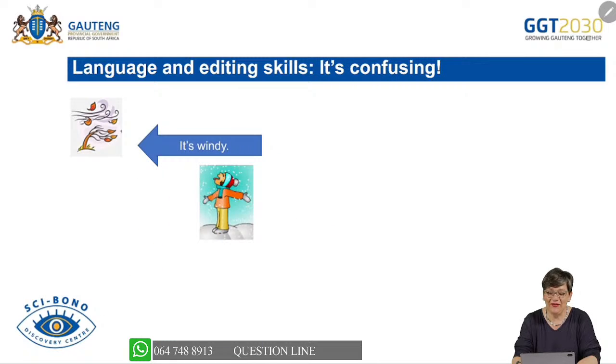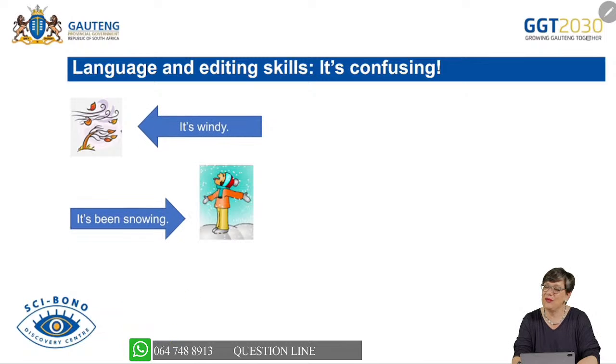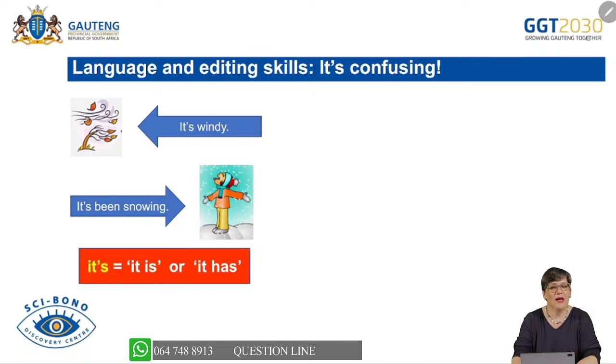Just want to show you something quickly. Now, in this case, it says it is windy and it says it's been snowing. Here, an apostrophe S is used with it. But what does it mean? When it is it with an apostrophe S, it means it is or it has. In other words, it means it is windy, it has been snowing.